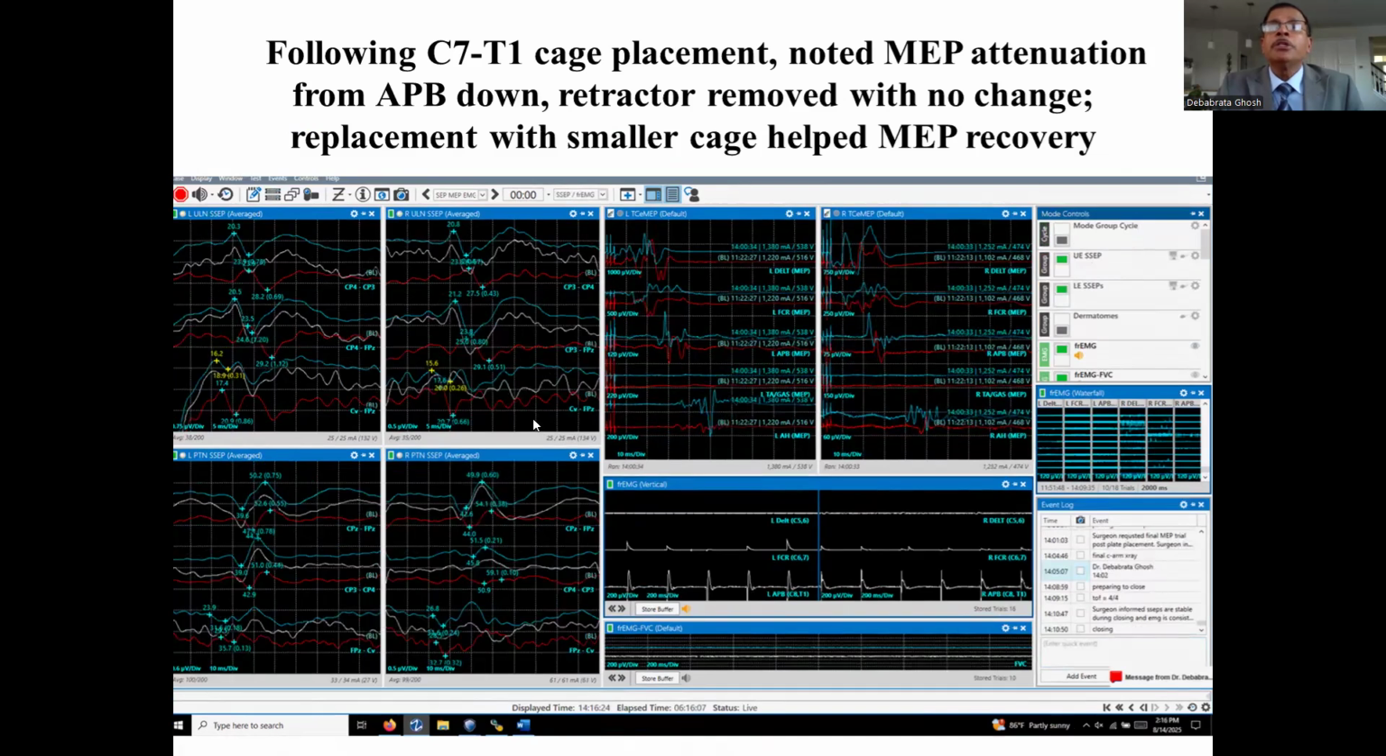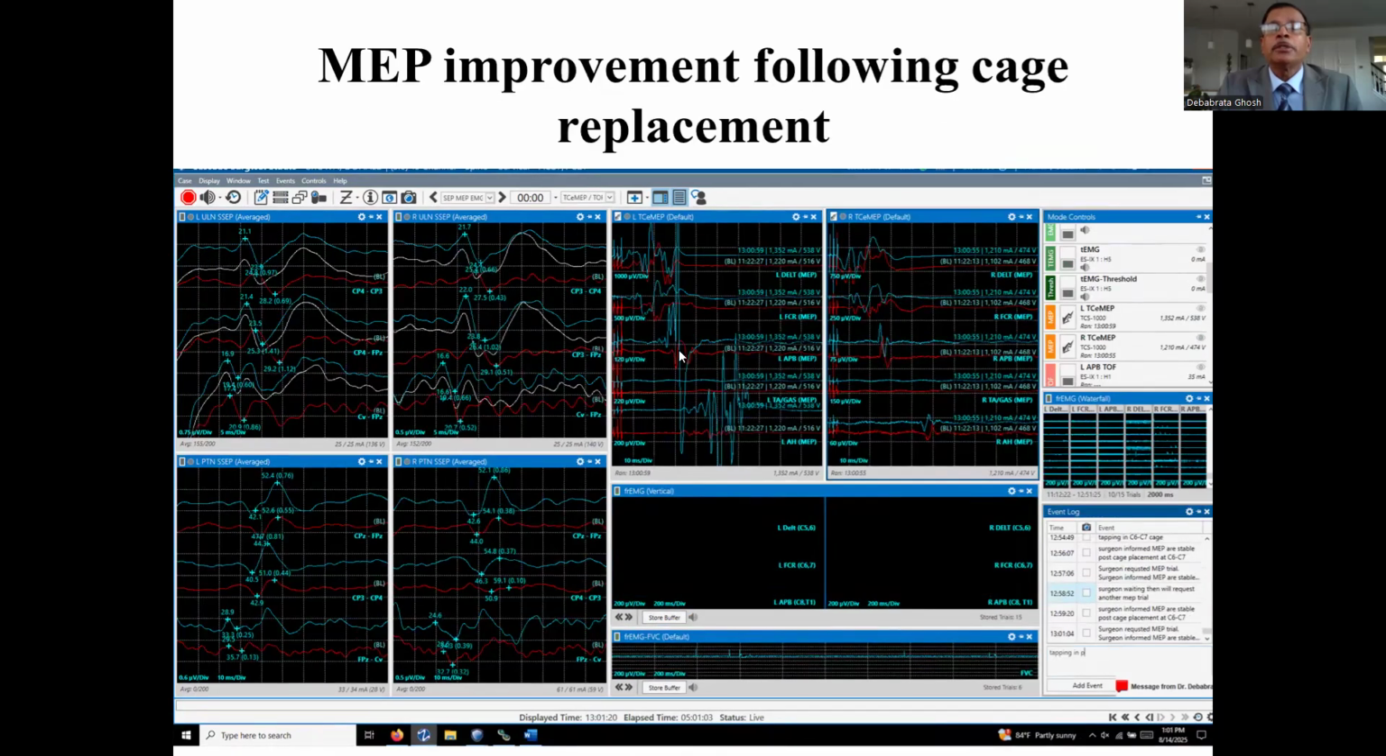Now, after the surgeon put the cage, we find SSEPs were completely normal, but the improvement of MEP is gone from left APB downwards. The surgeon was told about it, and he was very cooperative. He changed the cage from the bigger size to a smaller size, and that helped the MEP recovery, with excellent MEP activity back to that improved baseline.